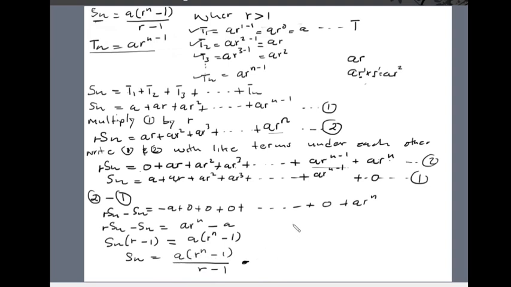So the steps are the same for this type of geometric series where the common ratio is less than 1, right? So the steps are the same for this formula, a times 1 minus r to the power n divided by 1 minus r, where r is less than 1. The steps are the same, right? So yeah, this is how you do it, okay?